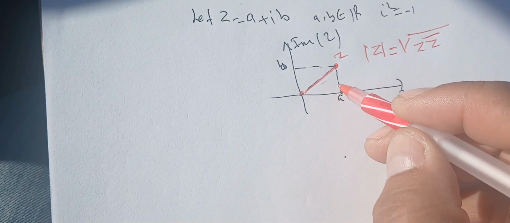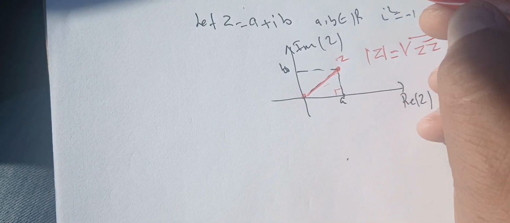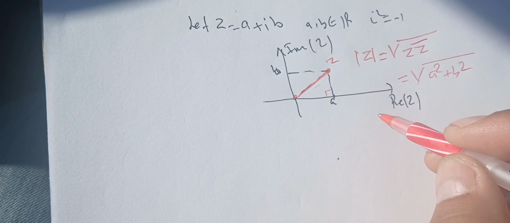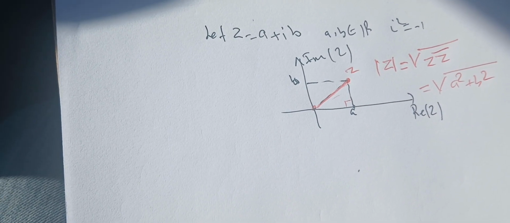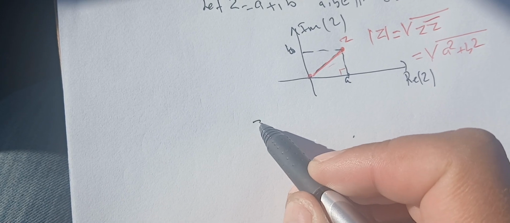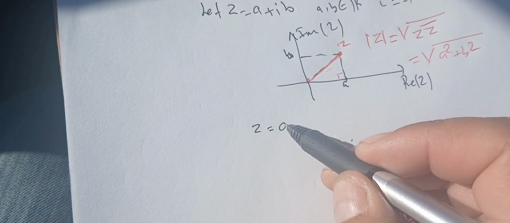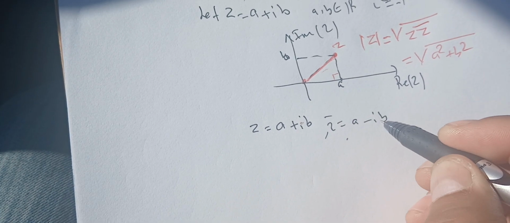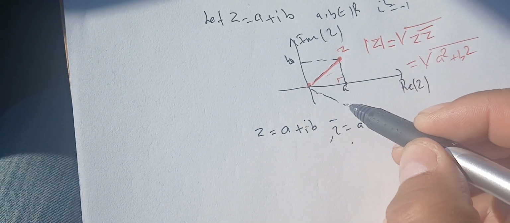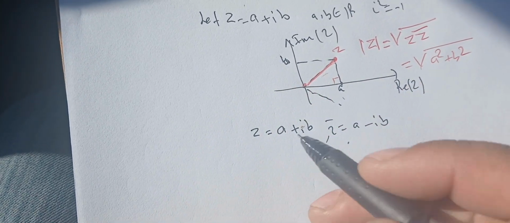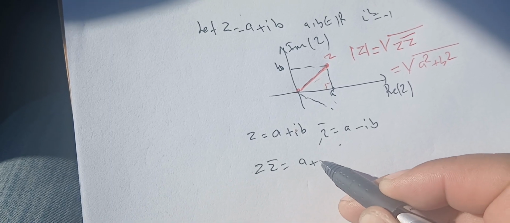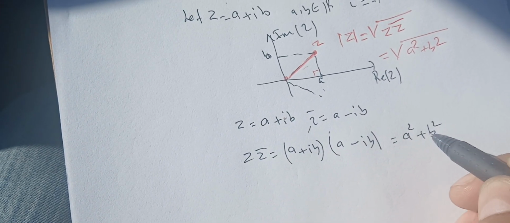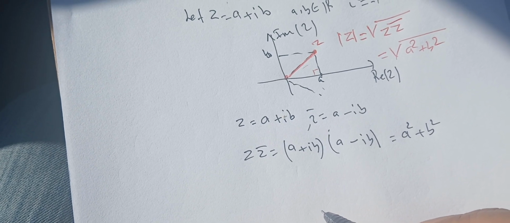and its value is given by the square root of z times z bar. Okay, so using the Pythagorean theorem, we can see that |z| is just the square root of a squared plus b squared. Okay, but using this notion of the conjugate, we can see why we have this one. So z equals a plus ib, z bar is a minus ib, which we said is the symmetric with respect to the real axis. Okay, so let's do z times z bar. So it's a plus ib times a minus ib, which is equal to a squared plus b squared.